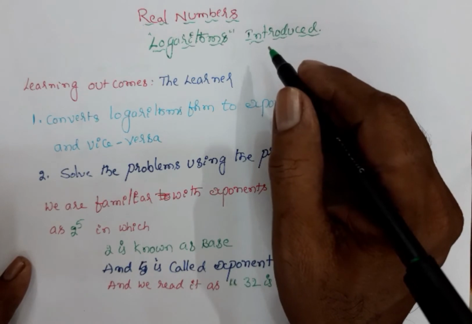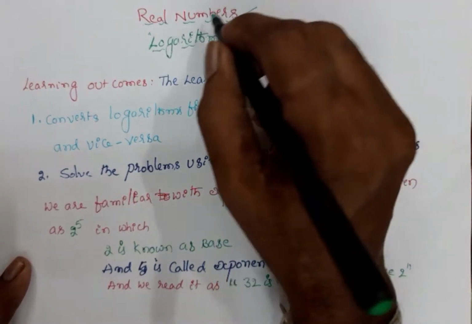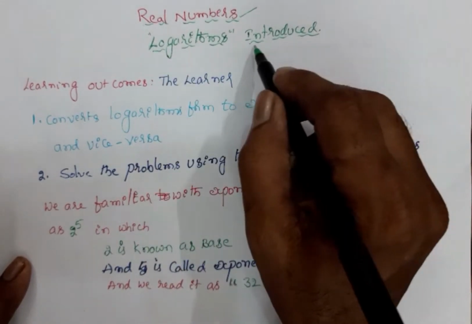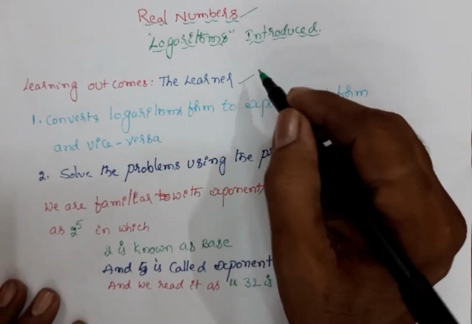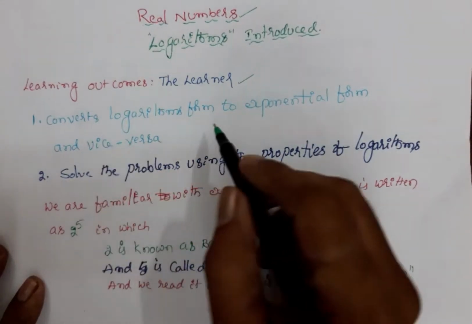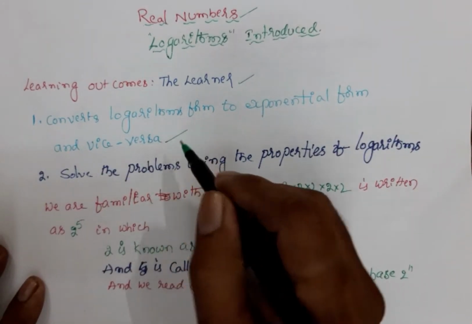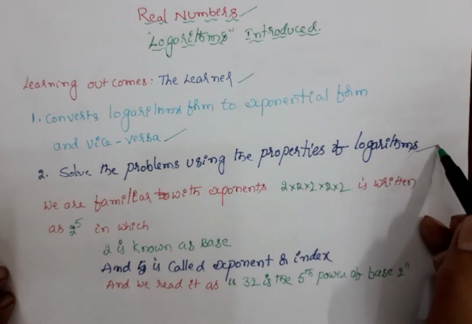In this session, I am going to continue real numbers. Today we are discussing logarithms. Logarithm introduction. Learning outcomes. The learner, the student, converts logarithm form to exponential form and vice versa, and solves problems using the properties of logarithms.